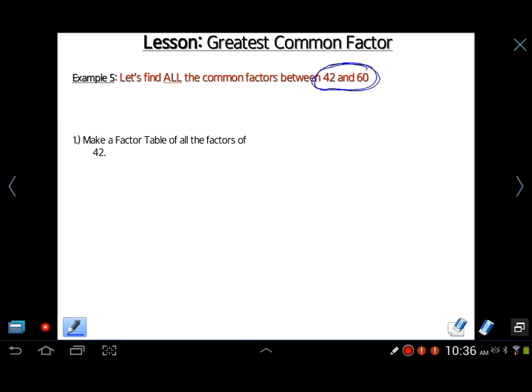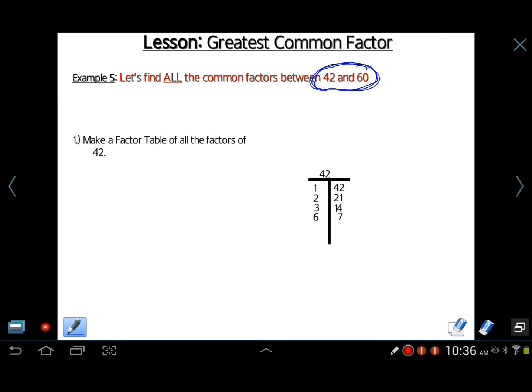So 42 and 60. Let's list all the factors of 42. 42 is 1 and 42. 2 times 21 is 42. 3 times 14 is 42. 6 times 7 is 42, and that does it for your factors of 42.